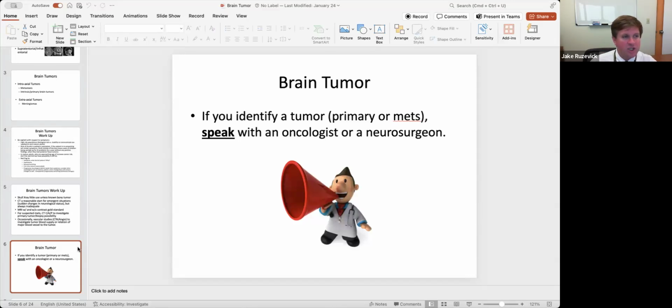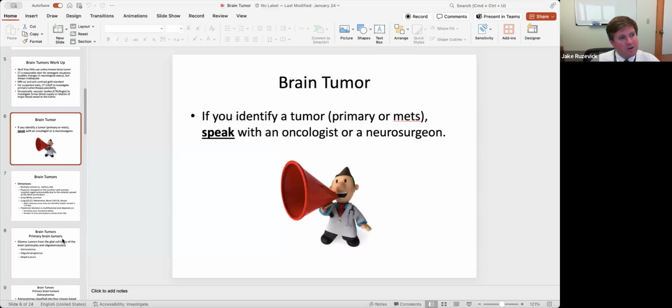Like if you identify a GI bleed, or a tumor elsewhere, actually speak to the people who would be treating these issues, out of professional courtesy and to make sure that no messaging gets dropped in the care of these patients.